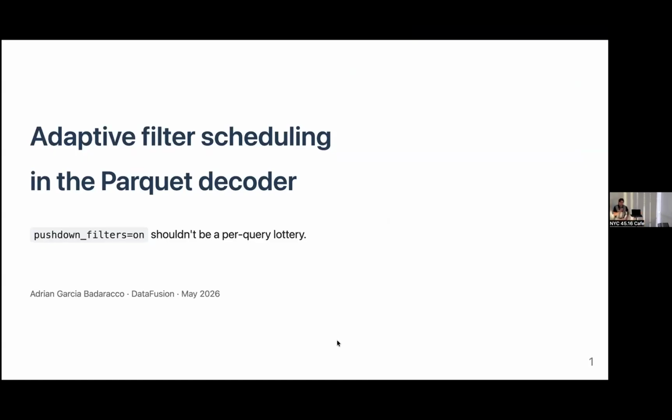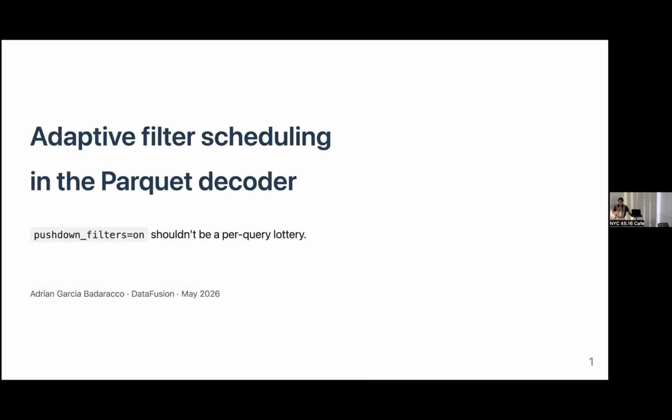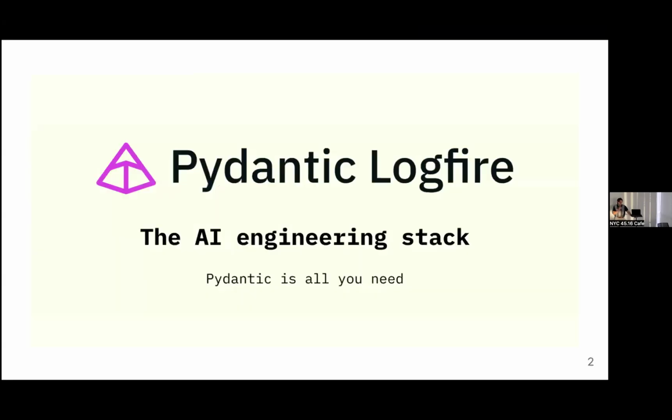Hi, everyone. I'm Adrian. I work at Pydantic, and I'm going to be presenting today on adaptive filter execution in the Parquet Decoder. Pydantic is also an observability platform. We build our data stack on top of DataFusion, so we use DataFusion to run essentially arbitrary queries from users. These queries are very varied, and so we need to make our system fast for a wide range of query types.